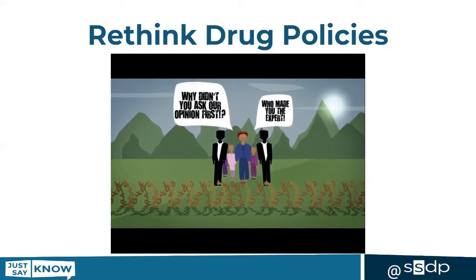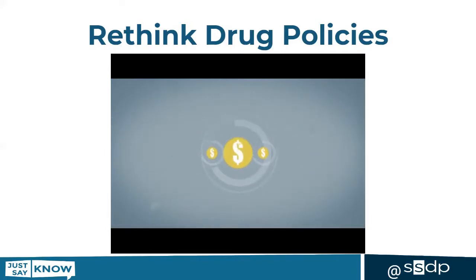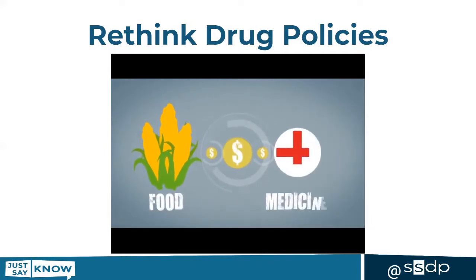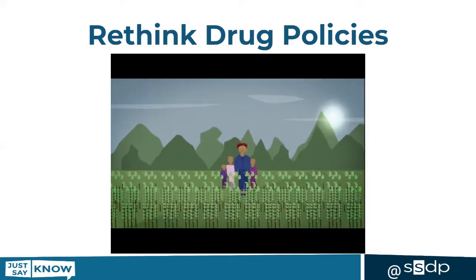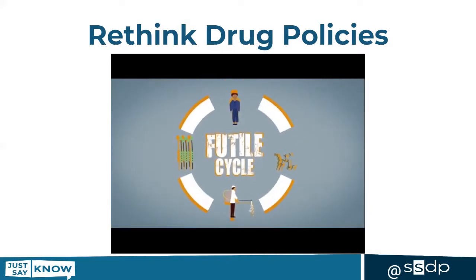The new crops were slow or failed. And in the meantime, Lei didn't have the money to buy enough food or the medicine she needed. So in desperation, she replanted the drug crops again. It's a futile cycle that isn't working.